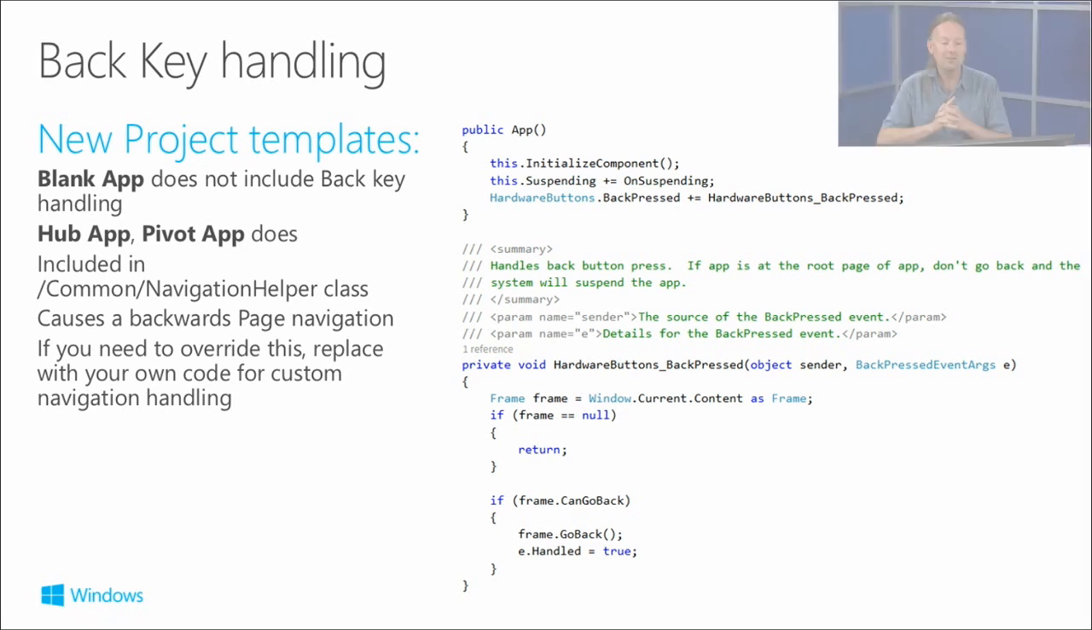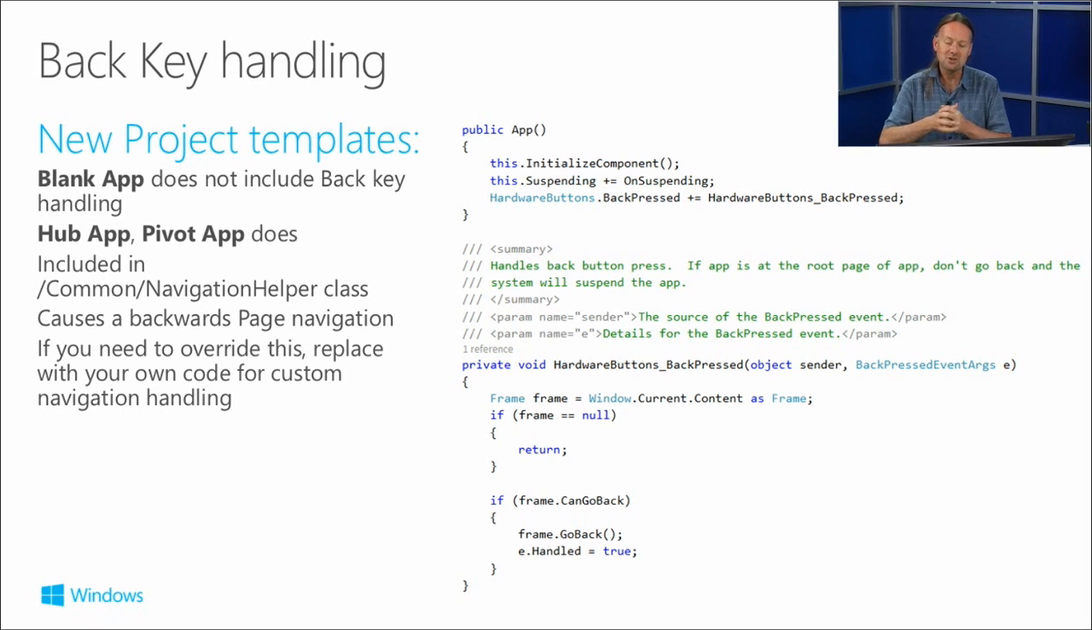The kind of code you add to a blank app is like shown on the slide there, where you need to hook the back pressed event of your hardware buttons object. And in the event handler, you use code like that. You get the Window.Current.Content, get the frame. If it can go back, you call frame.GoBack. And then most importantly, you have to say e.Handled equals true. So what you're doing is you're telling the shell, don't worry, I've sorted this out. If you don't set e.Handled equals true, the default behavior of navigating out of your app, suspending your app, will happen.